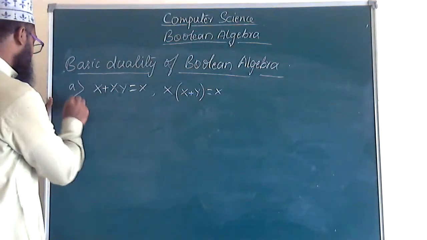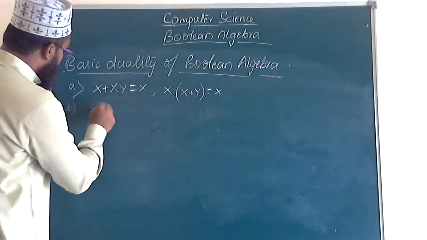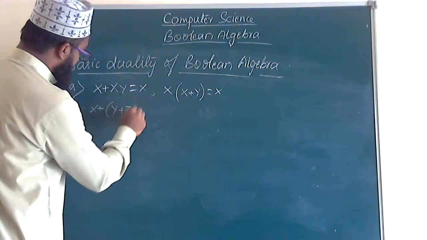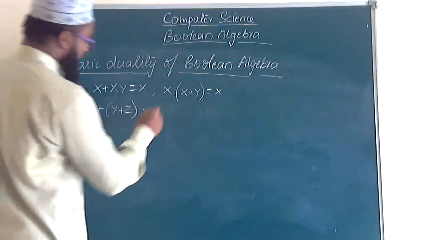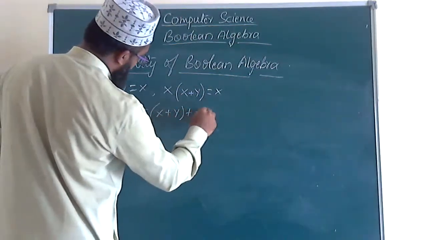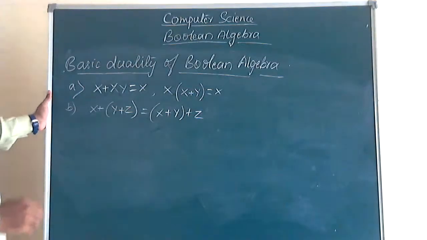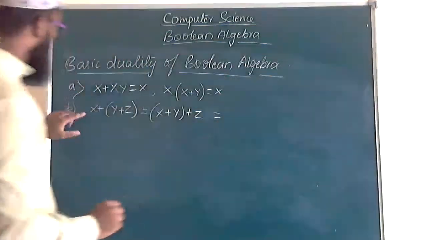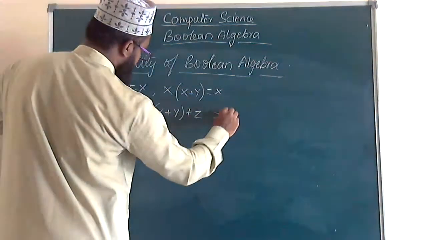Okay, the next one, x plus y plus z, the associative law. Then x plus y plus z. Now change this into its dual form, which is equal to, write down x.